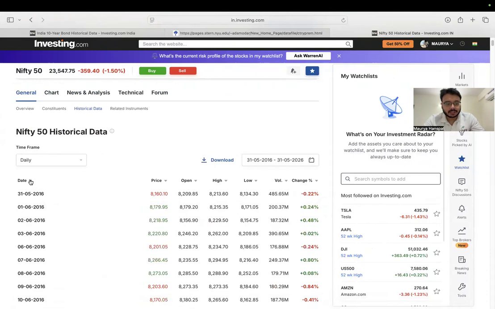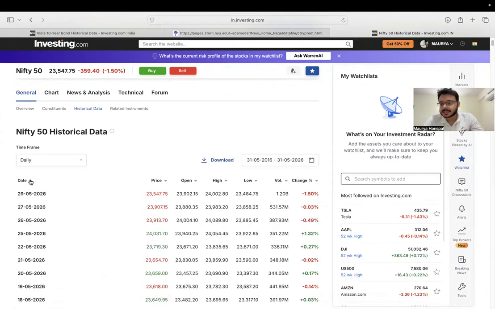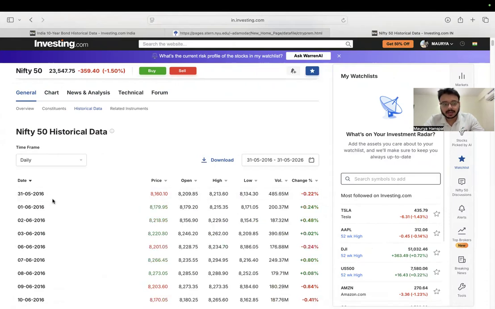I can even change from the oldest date to the newest date, because here I'm getting it from the newest date. Technically, I want the data from the oldest date to the newest date. So I can just filter it by clicking at this. See, now I get it from the oldest date to the newest date, and I can just simply download. My data will be extracted from 2016 to 2026 instead of 2026 to 2016.